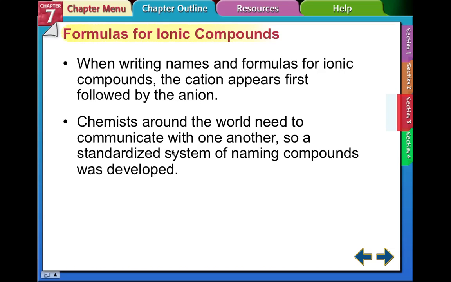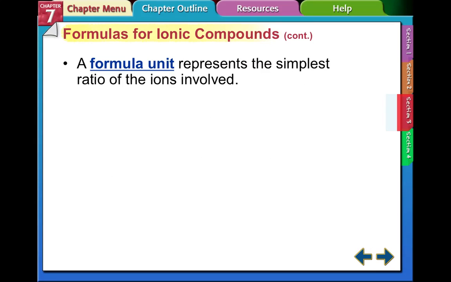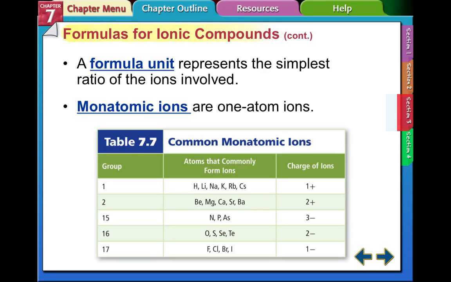Chemists around the world need to communicate with one another, so we use a standardized system of naming compounds. Just like we use the SI system in measurement, so everybody is using the same measurement system, we use the same naming system around the world. A formula unit represents the simplest ratio of ions involved.